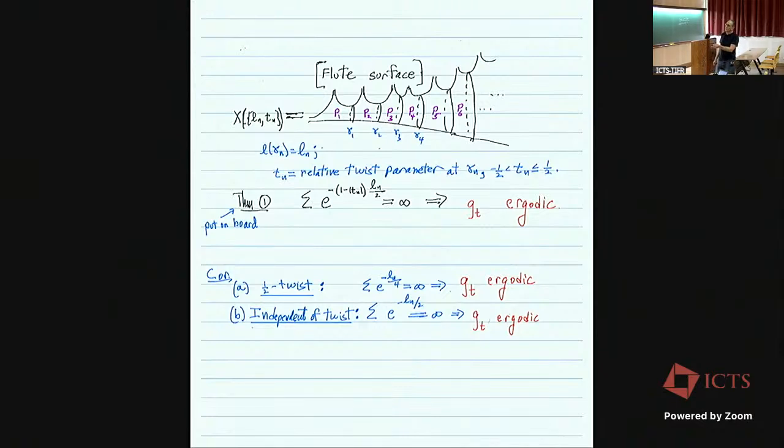A corollary of this is if you just had a half twist surface, so if the Tn's are all 1/2, then this is an even stronger statement that you could make. If this series diverges, then you have ergodic geodesic flow. And if you just don't care about the twists at all, the worst case is when the twist is set equal to 0. So if this series diverges, you're guaranteed ergodicity.